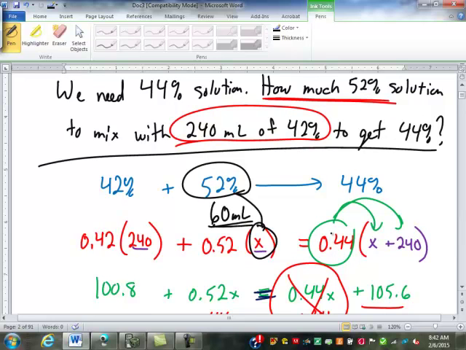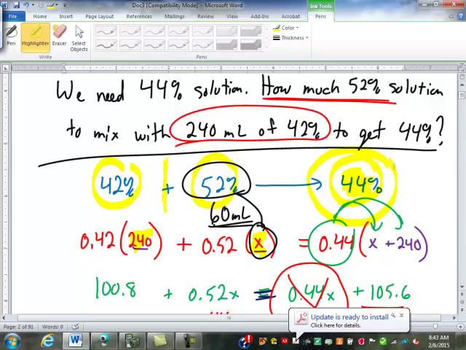Now you have to ask yourself, does this make sense? The best way to answer that question is to look at what you're starting with. We're starting with 42% and 52%. And then what you're ending up with, 44%. If this resultant number is pretty close to being right in between the two of the ingredients, like in this case 47% would be exactly in between, so if that were 47%, you would expect these two amounts to be pretty close to equal.